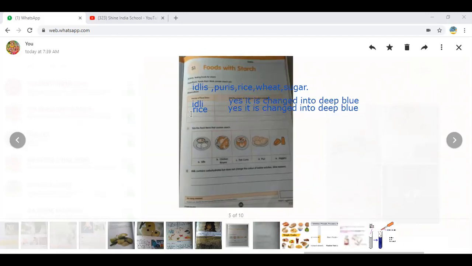Next, you can tell me some other food items. I am going to take the fish curry. I am writing here, fish curry. The color does not change.